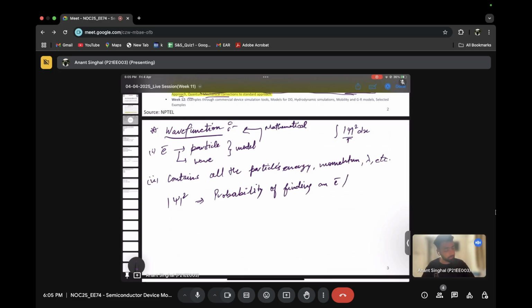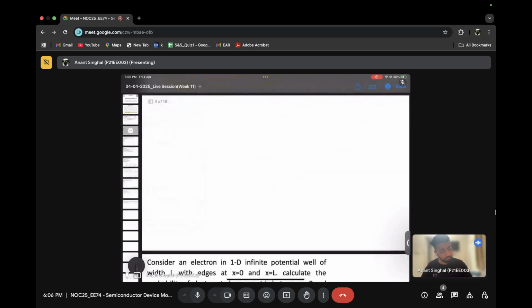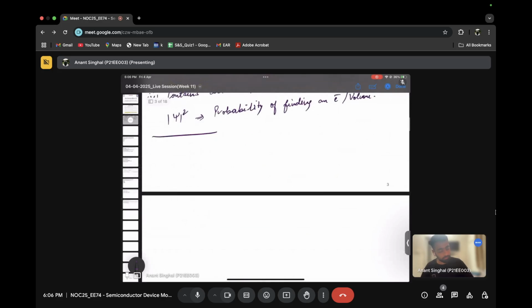Yeah, and this is per unit volume to be precise. And there are a few properties of the wave function that it goes through with. So some of the properties of the wave function you might already be knowing. So any guesses? Anyone, if they want to tell? Otherwise, fine, no problem. So first of all, the wave function must be a solution to the Schrodinger equation.